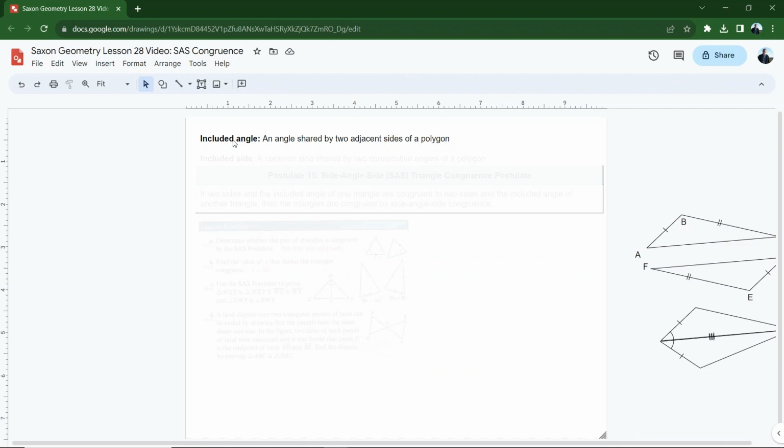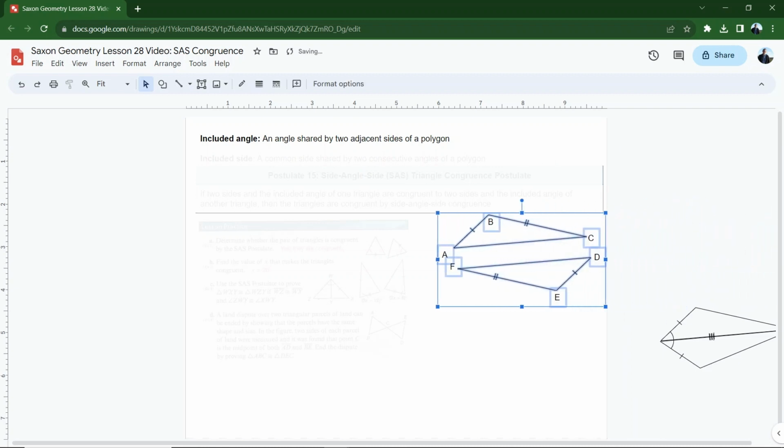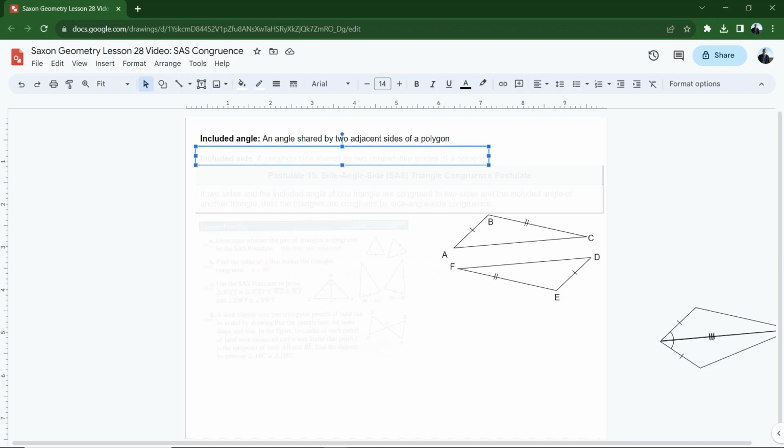So we're not necessarily just talking about triangles when we talk about the included angle. If I pull over here a couple of triangles for us to look at, I can identify that of side BC and side AC, the included angle would be the angle shared by those two sides, angle C. Same thing down here, sides FE and DE share included angle E. So that's the definition of an included angle. That's going to be really important for our side angle side congruence because the included angle is the angle that has to be congruent to prove that the triangles are congruent.